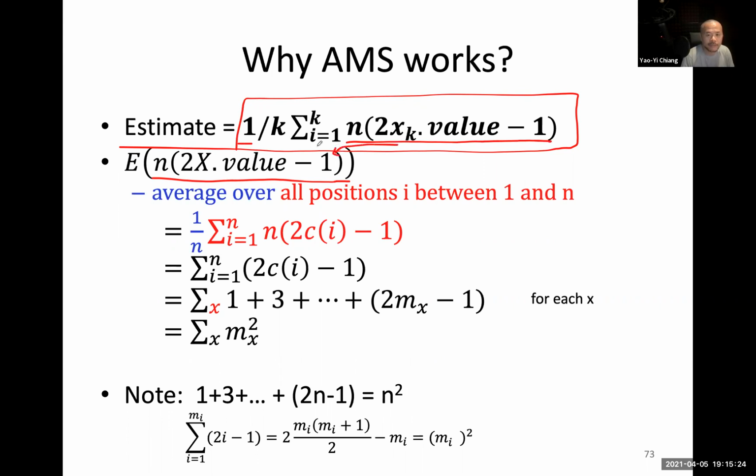And here, take the summation and divide it by k when you have k variables. So it's the same as you take the expected number of this. This is the average over all positions i between 1 and n, right? Because you're taking averages. If you look at this part, it becomes this. So why do we say average over all positions? This is the average. This is the summation of all positions. And this is your counter, right?